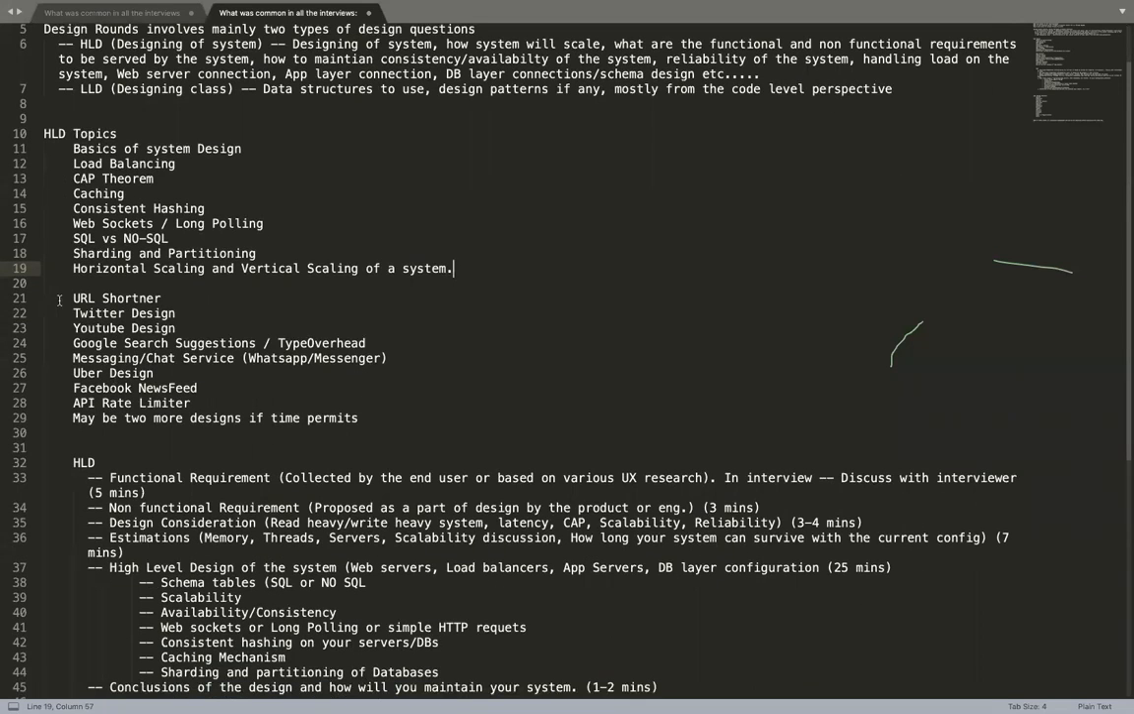Then we'll discuss various types of design questions, which are very famous and asked quite frequently in interviews. So URL shortener, then Twitter design, YouTube design, Google search suggestion. Basically, when you type the first 3 letters, you need to give the next possible suggestions, top 10 suggestions, after typing the first 3 characters. Then messaging or chat service.